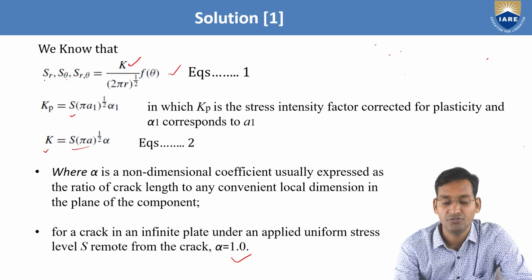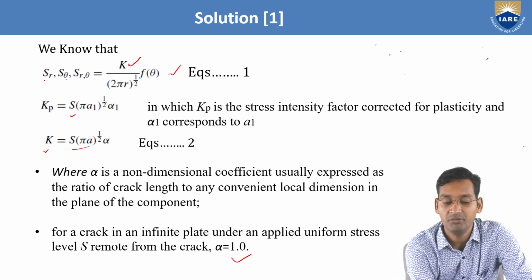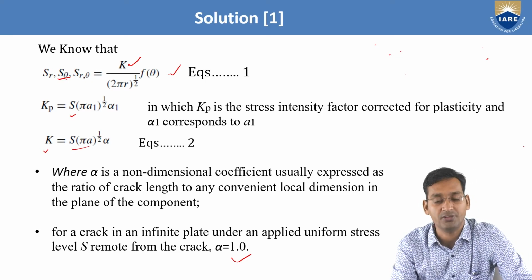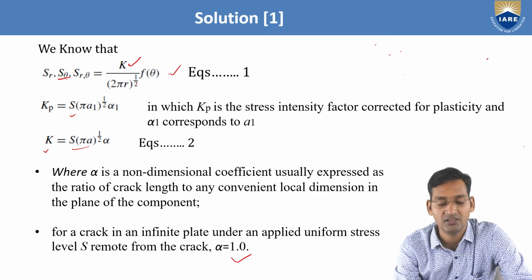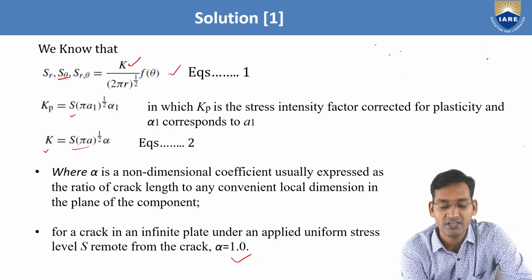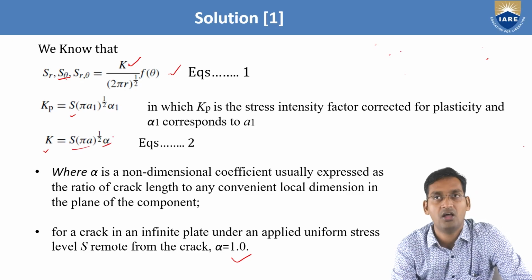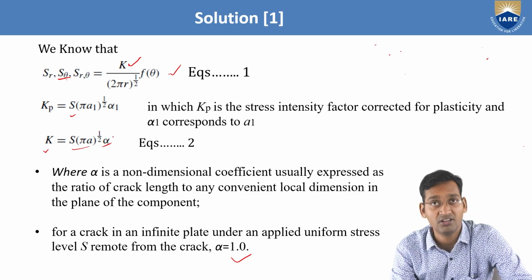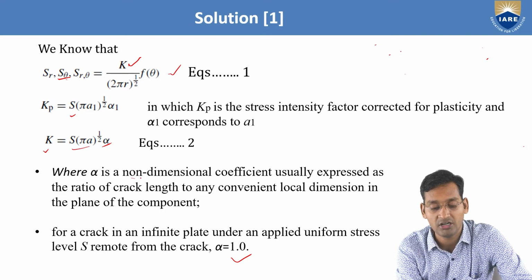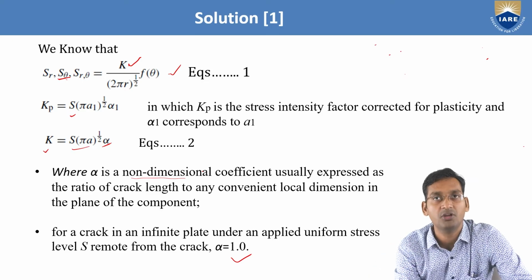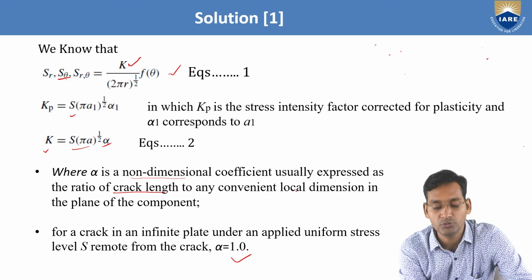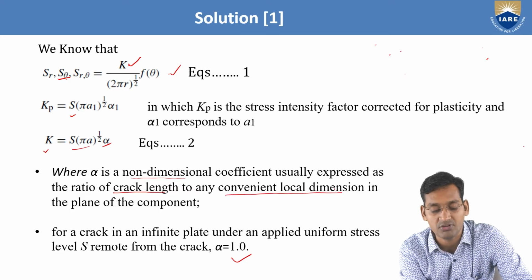Here we found this in terms of R. Next, the same thing will be for S theta, so we have to take it again in terms of theta. Whatever is there in terms of that we have to find, keeping in mind that alpha value. What is alpha? We already saw: it is a non-dimensional quantity, because we are dividing quantities of the same type. It is the ratio of crack length to any convenient local dimension in the plane.